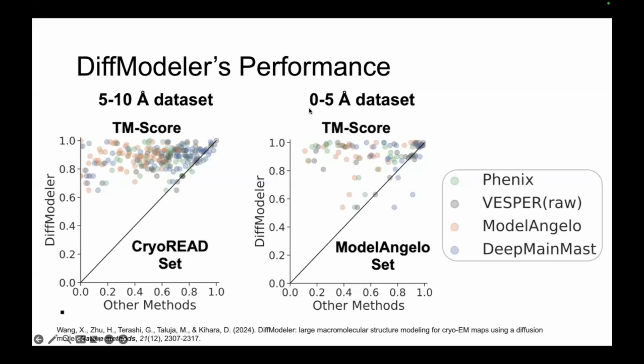So this is a 0 to 5 angstrom resolution map. It's relatively high resolution, but even with a high resolution map, we achieved a very nice result. But for some targets, DeepMainmast achieved better. Because DeepMainmast is a tracing method, even if the AlphaFold2 structure is not so accurate, it can trace the backbone positions, then connect the backbones, then build out atomic structures. So in that case, DeepMainmast achieved a better result.